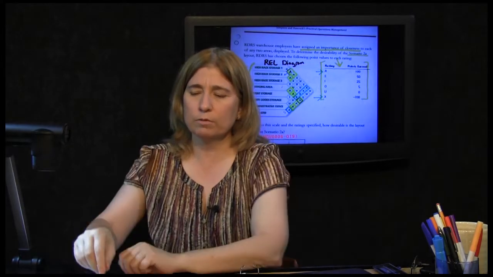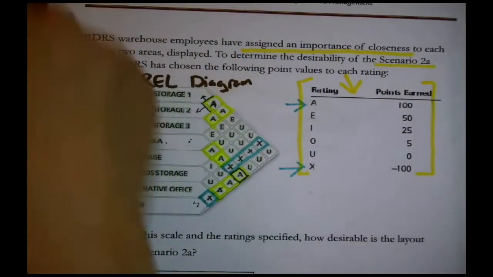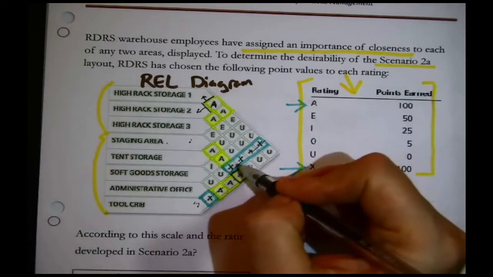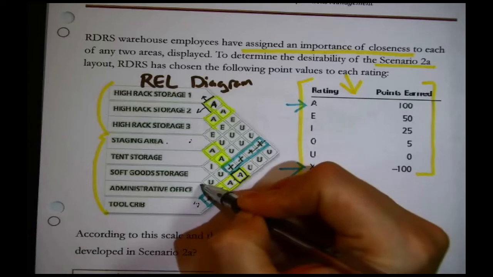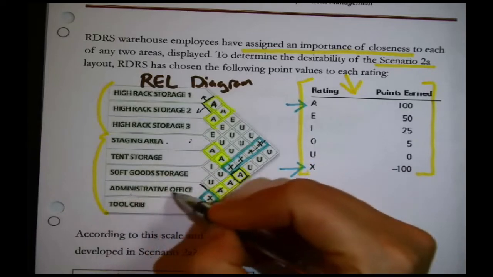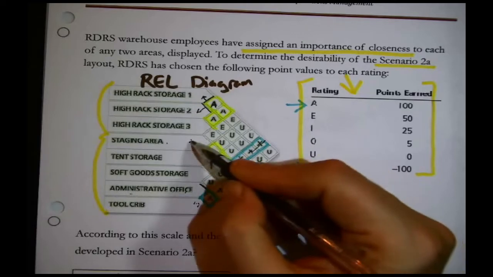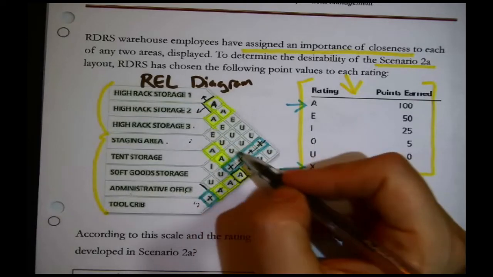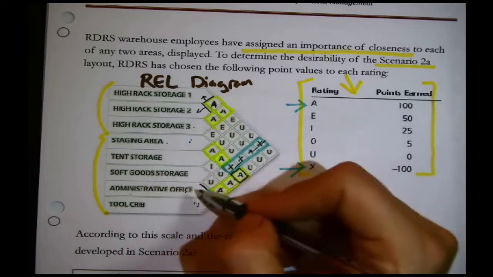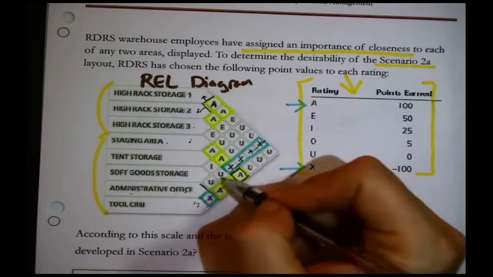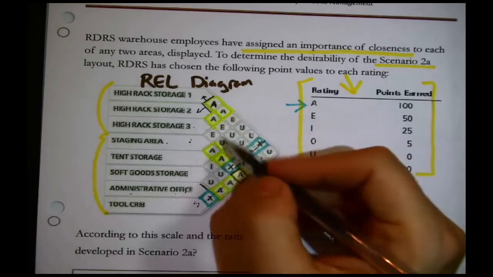Now see how some of the X's, they line up all in one line. These right here, drop down and find out who that line belongs to. Oh, that line belongs to the administrative office. What this is indicating is that the administrative office, staging area, now I'm reading up, high rack storage, the administrative office is not very social. They really don't want to be near a lot of people.